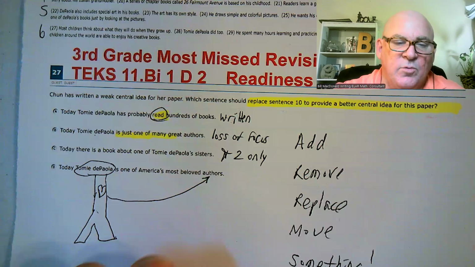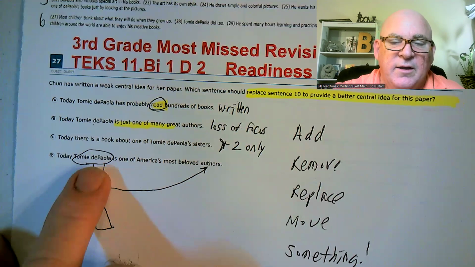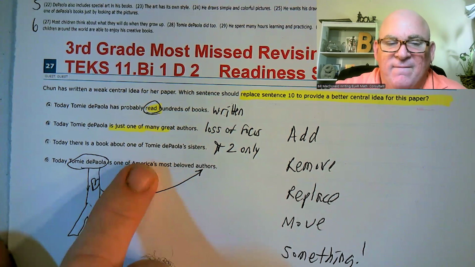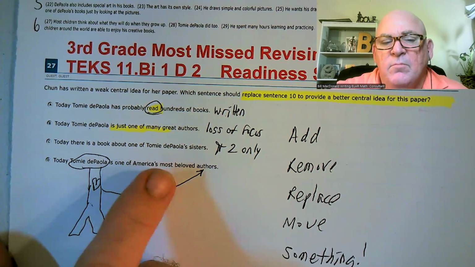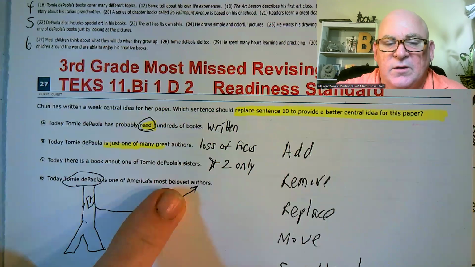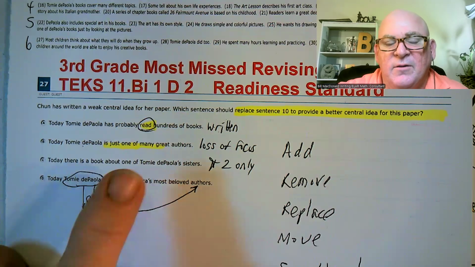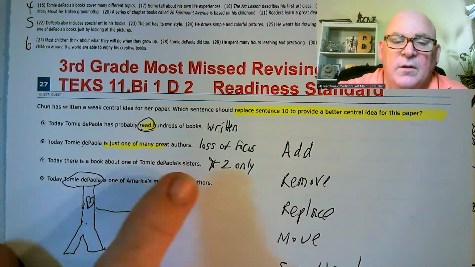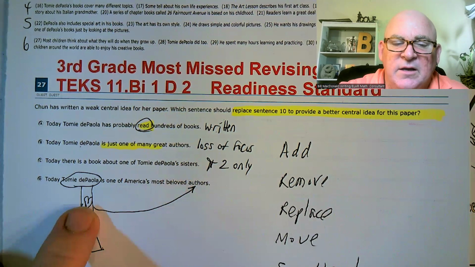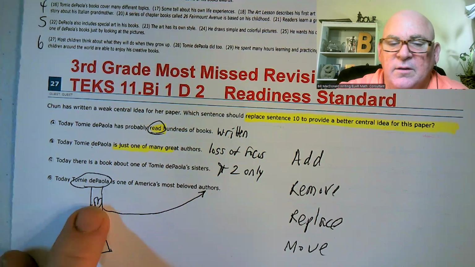So the correct answer was today, Tommy de Paola, a very specific person, is one of America, a very specific place, most beloved authors. Okay? So it says not that just he's famous, he's one of the most beloved in all of the United States of America, and he's an author, so it kind of says why he's famous. Beloved is a positive adjective, so I put a little heart in there.